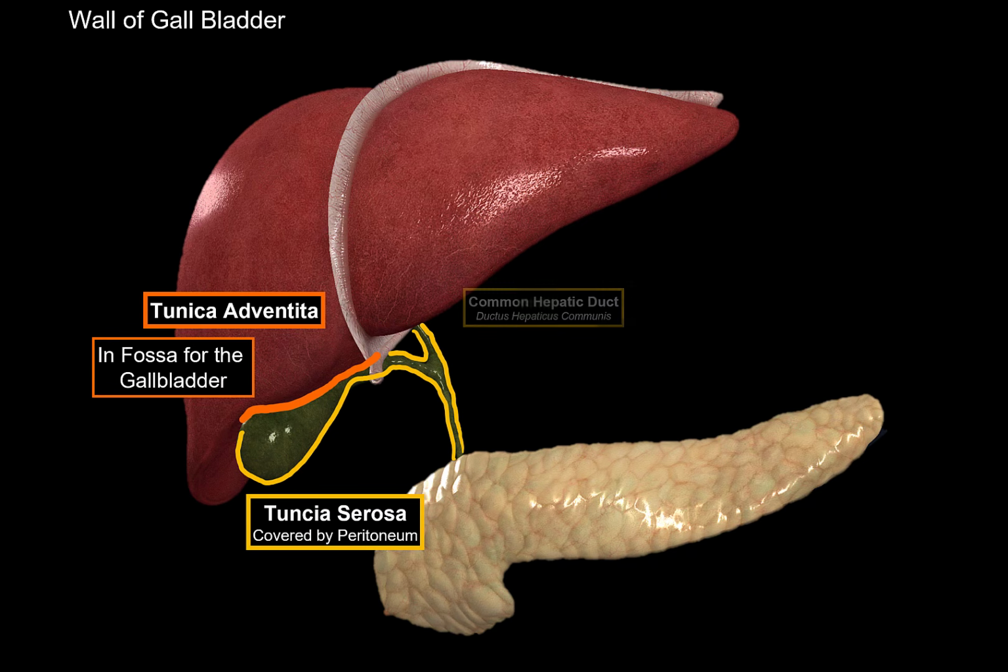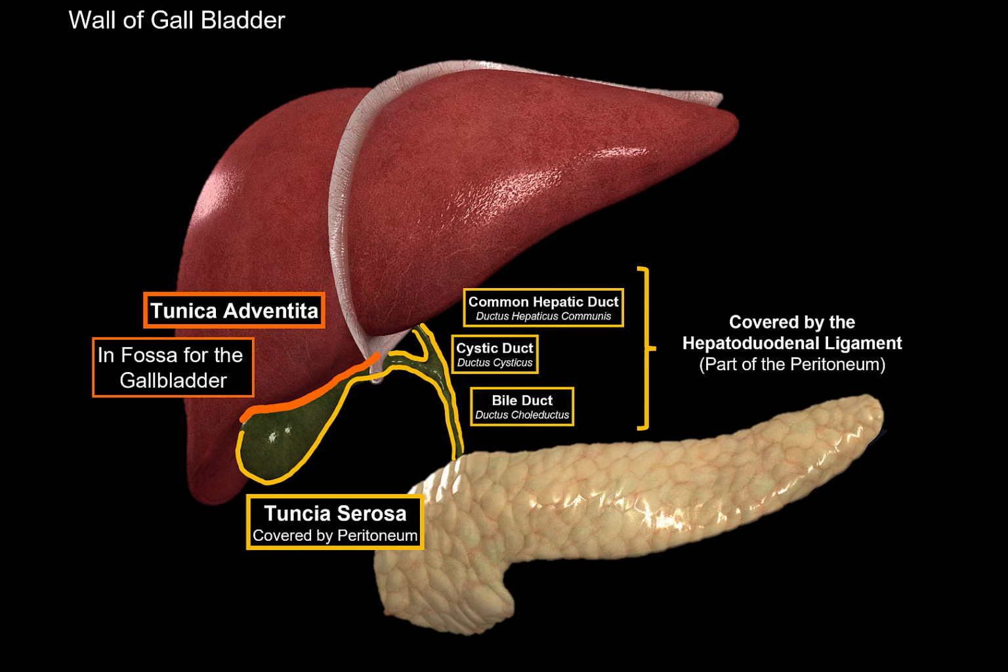And the same goes for the common hepatic duct and the cystic duct and the bile duct. They're all covered by the peritoneum, and that is through the hepatoduodenal ligament. They lie within the hepatoduodenal ligament, which is a part of the peritoneum, forming the slippery surface around the tunica mucosa. So that was the walls of the gallbladder and the bile ducts.